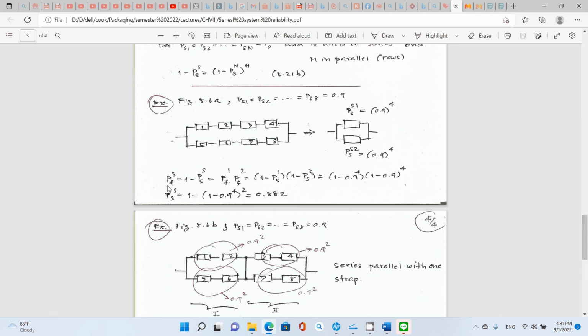So your PS of the system is going to be 1 minus PF of the system. That's your PFS equal to PF1 multiplied by PF2. And your PF1 equal to 1 minus PS1, right? So that gives you 1 minus 0.9 to the 4th. And the final gives you 1 minus 0.9 to the 4th, and to the 2nd. So your PS of your system here is going to be 1 minus this, 1 minus 0.9 to the fourth and to the second. And the PS of your system is going to be 0.882.